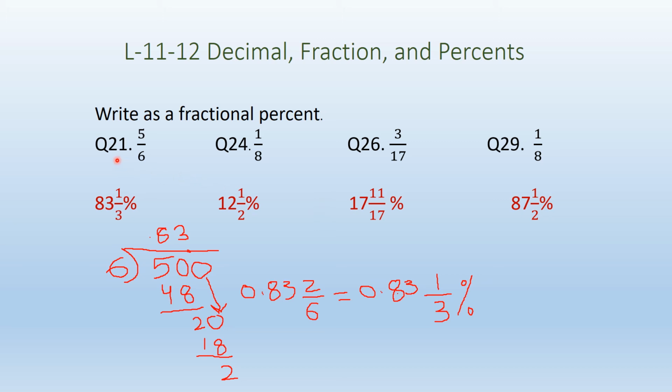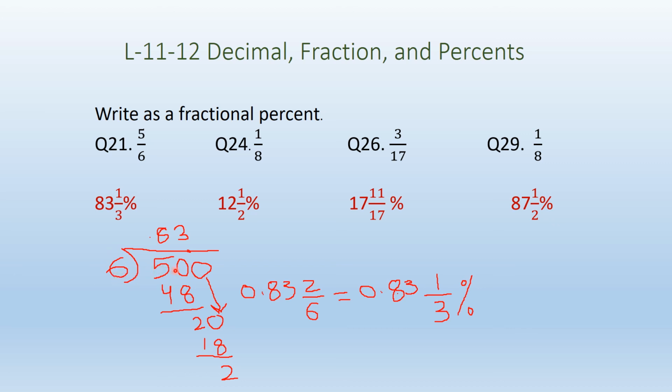Now you can see question number 21: 5 divided by 6, then 1 by 8 and 3 divided by 17. Convert the fraction into a percent. Then you can see what the answer is: 83 1 by 3%. How does it become that? Again, if it is given in fraction, use the long division method. You can see 5 inside and 6 outside.